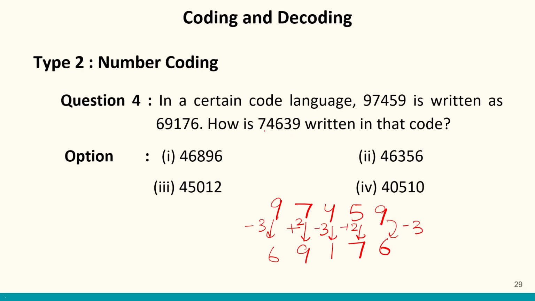So let's do the same thing for this number. If I go 3 places before, I'll get 4. Plus 2 will give me 6. Minus 3 will give me 3. Plus 2 will give me 5. And minus 3 will give me 6. So our answer will be 46356, which is option number 2.